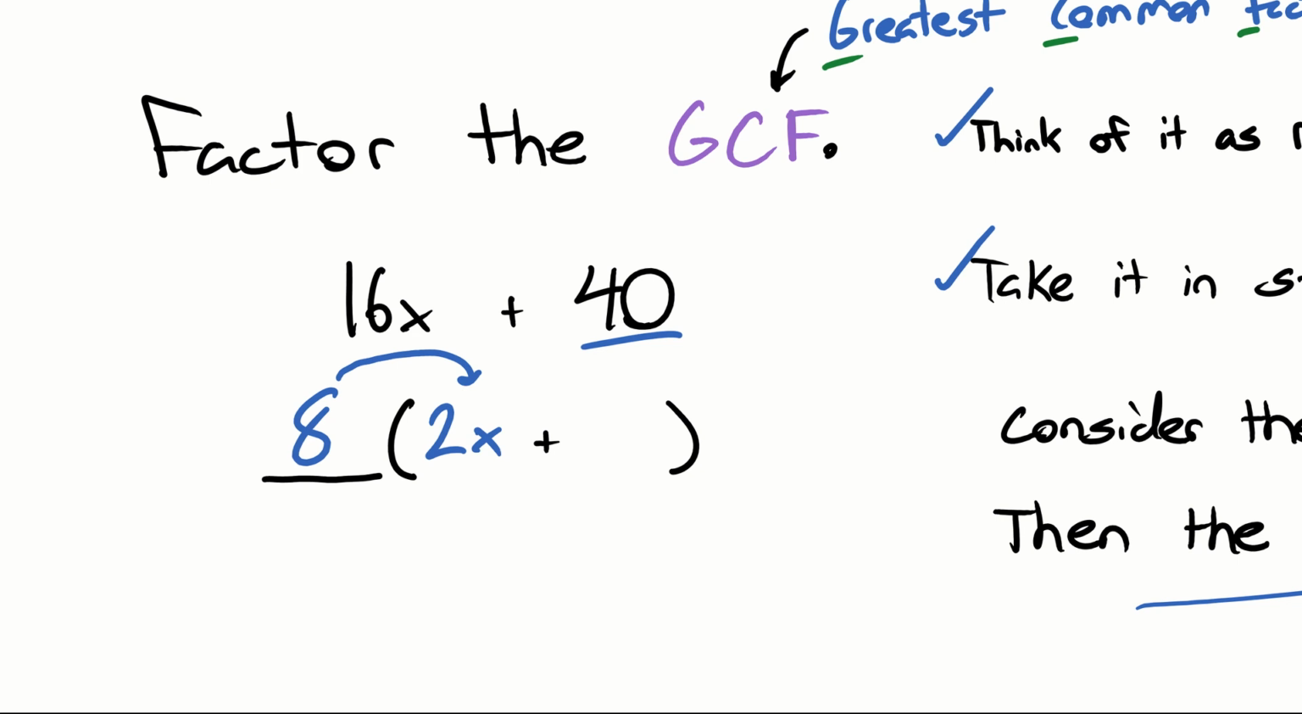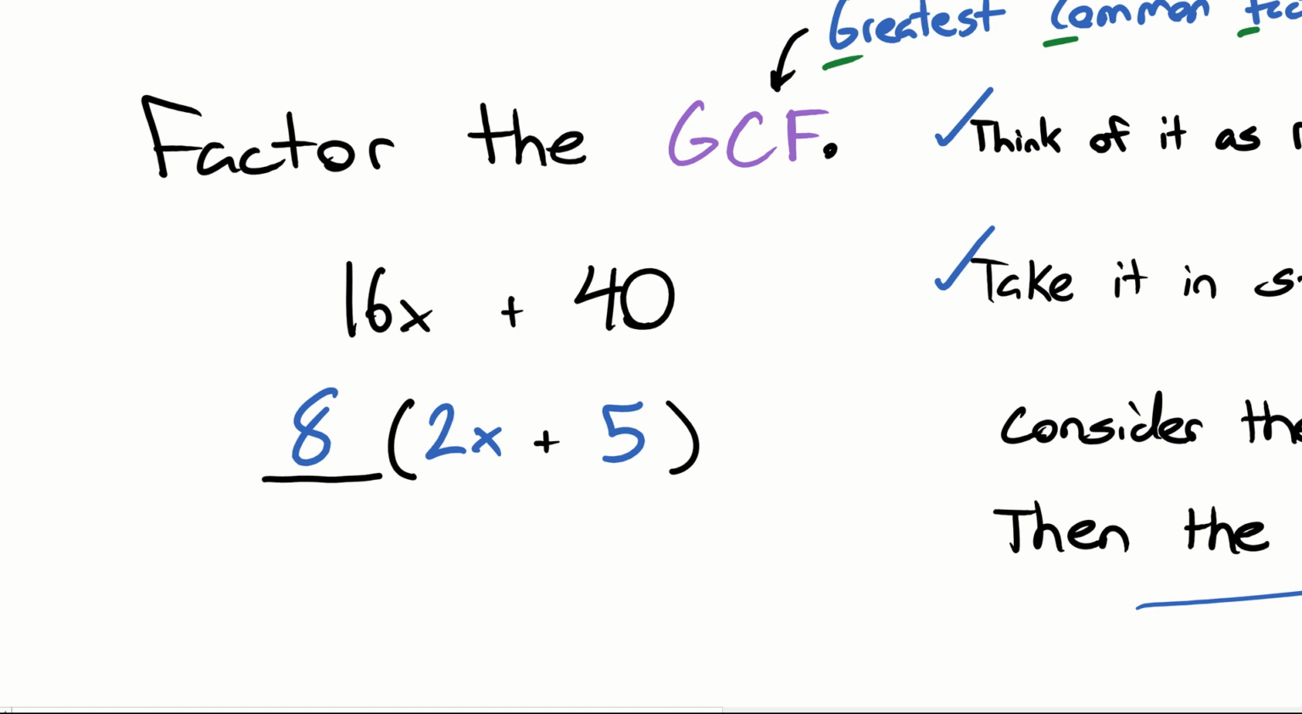Now, what about the 40? Same idea. I want to go back to where I started. I want to get back to 16x plus 40 in my mind. So if I were to distribute 8 to whatever is right there so that it gets back to 40, what would it be? In other words, 8 times what gets me back to 40? Now, you're probably shouting in your head, 5. You'd be right.